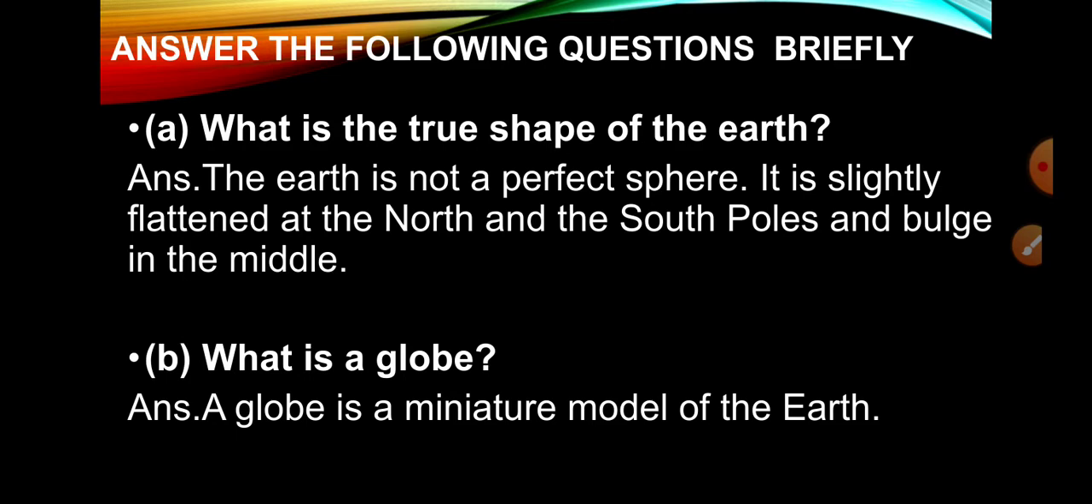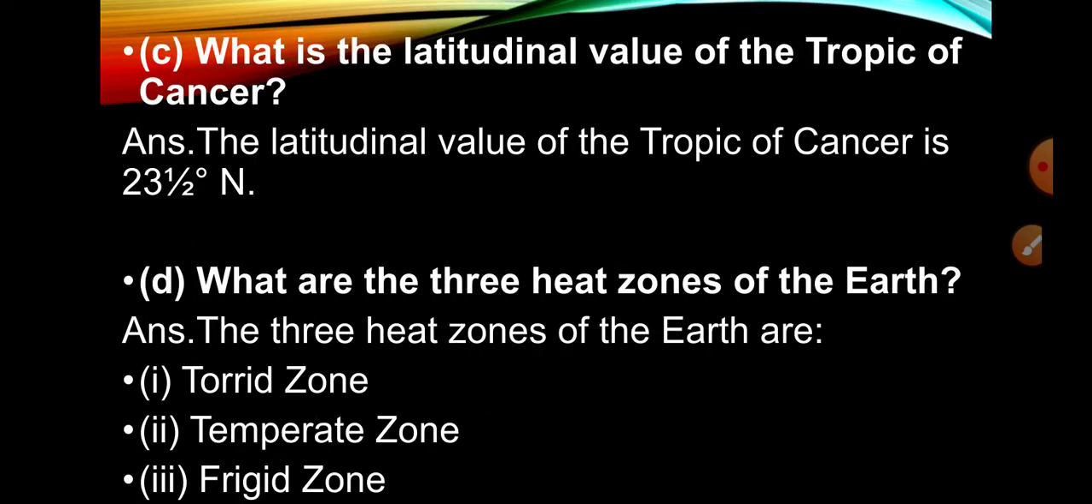Question number 2. What is a globe? A globe is a miniature model of the earth. In other words, we can say a globe is a small model of the earth. Question number 3. What is the latitudinal value of the Tropic of Cancer? 23.5 degree north.